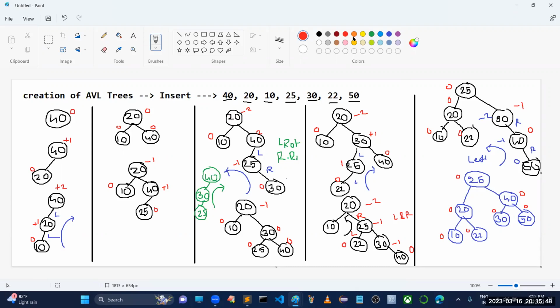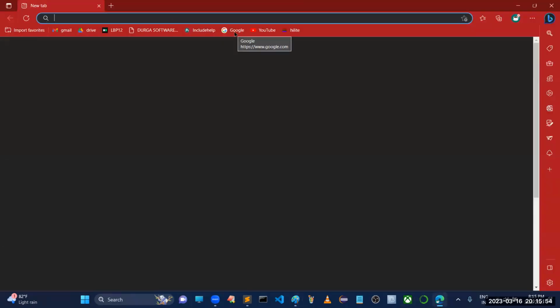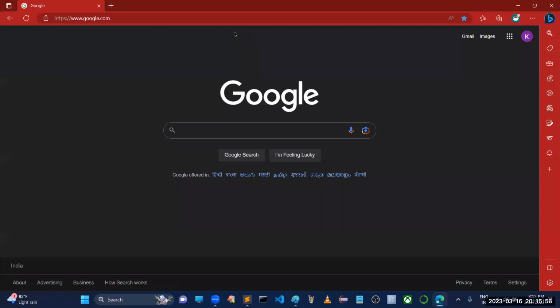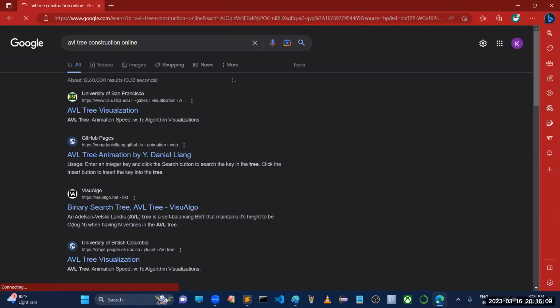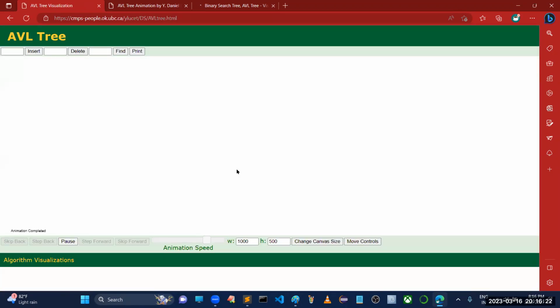Right. But sir, we will check whether this node is a proper node or not. I need to check whether the nodes are properly working or not. How can you do that? Sir, AVL tree construction online. Is there any website for this? Yeah, some tool is there.